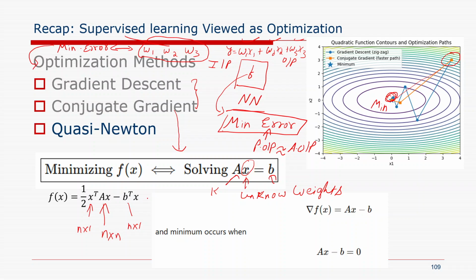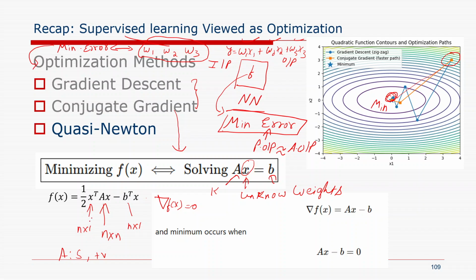Why we are trying to do that is because when we take this function f of x, we can minimize it if the differentiation of f of x is equal to 0. Now, when we differentiate this function f of x, considering A is a symmetric matrix and it is positive definite, in the next slide I'll make it clear about positive definite.